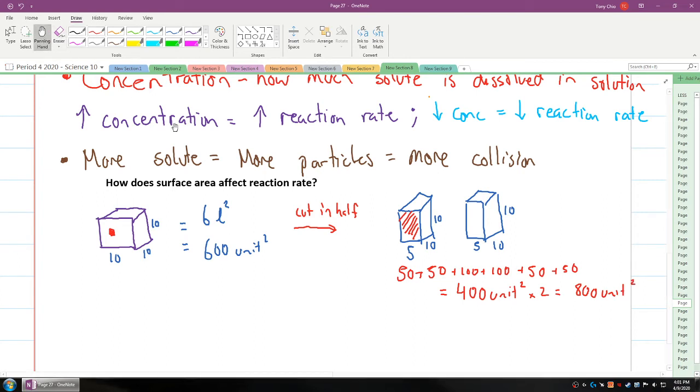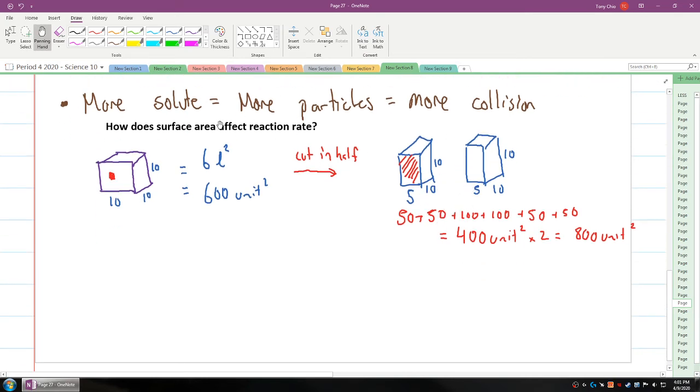So you just increased the amount of places for a reaction to occur by 200 units squared. So you now have more places for reaction to occur. If you keep on cutting this down, for example, to just one little cube of 1 by 1 by 1, you're going to have 6 unit square cubes, but you're going to have 1,000 of them, so you have 6,000 unit squares. You're going to have way more space to react than if you just had one solid chunk.